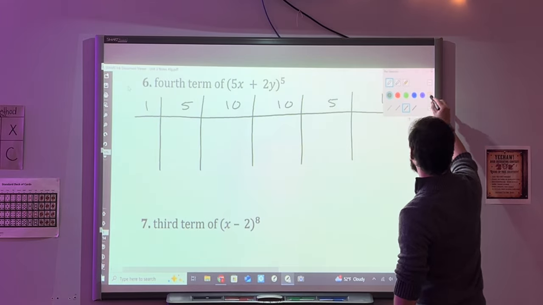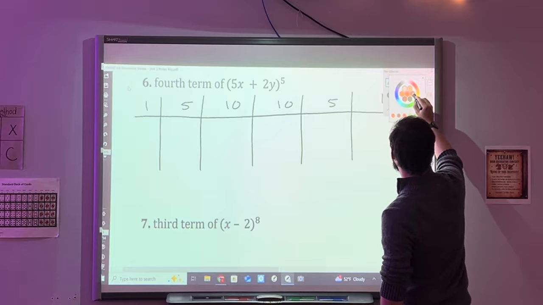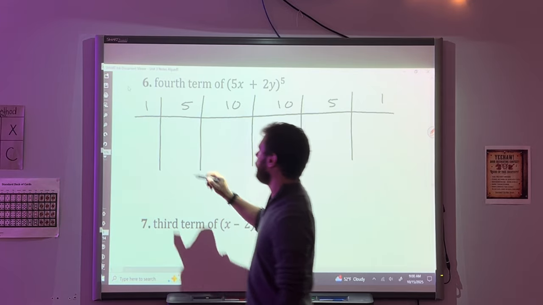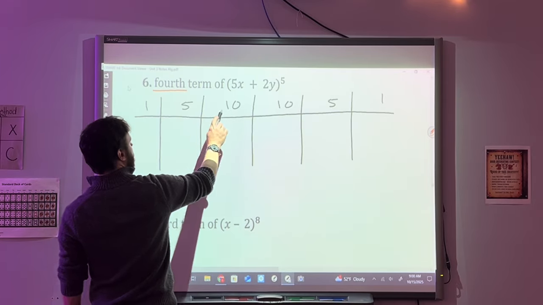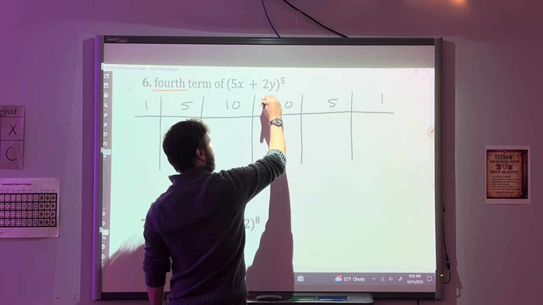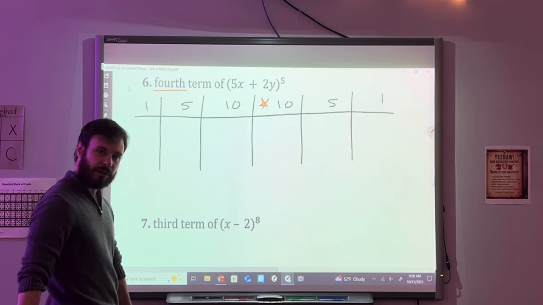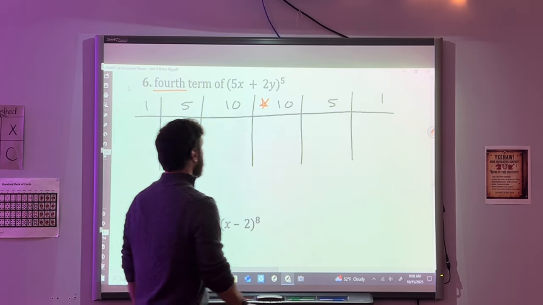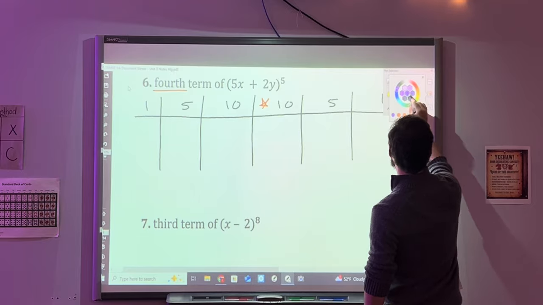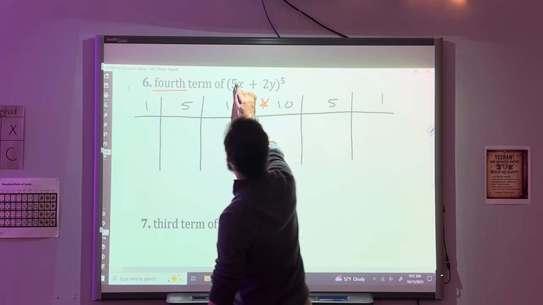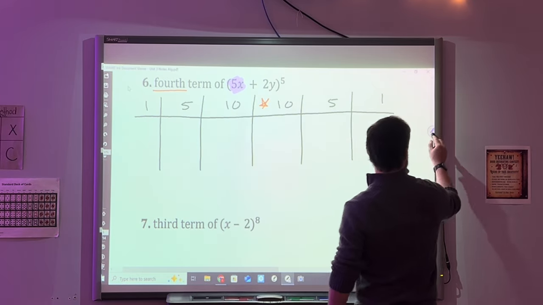But because it only cares about the 4th row, or sorry, the 4th term. 1, 2, 3, 4. This is the column that I care about. I don't need to do the rest. My first term is still what it was. In this case, it's 5x.